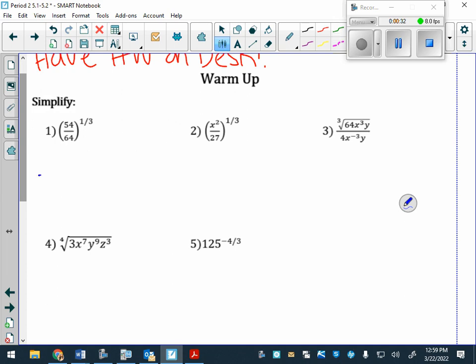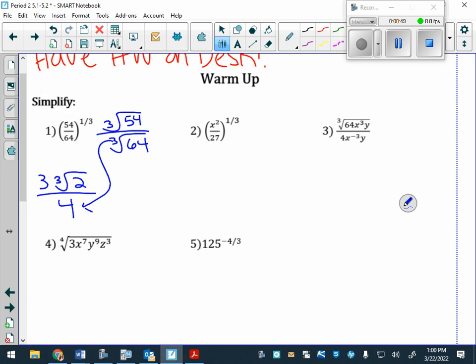3 times the cube root of 2 over 4, okay? Because the 1/3 is the cube root of 54 and the cube root of 64. Cube root of 64, there's a perfect cube, which is 4. Then the cube root of 54, we have 9 and 6, 3 and 3, 3 and 2. Since it's a cube root, we're looking for 3 of a kind. Whatever's not circled stays inside. How many of you did get number 1? Awesome, good. Okay, number 2, someone else, Addison.